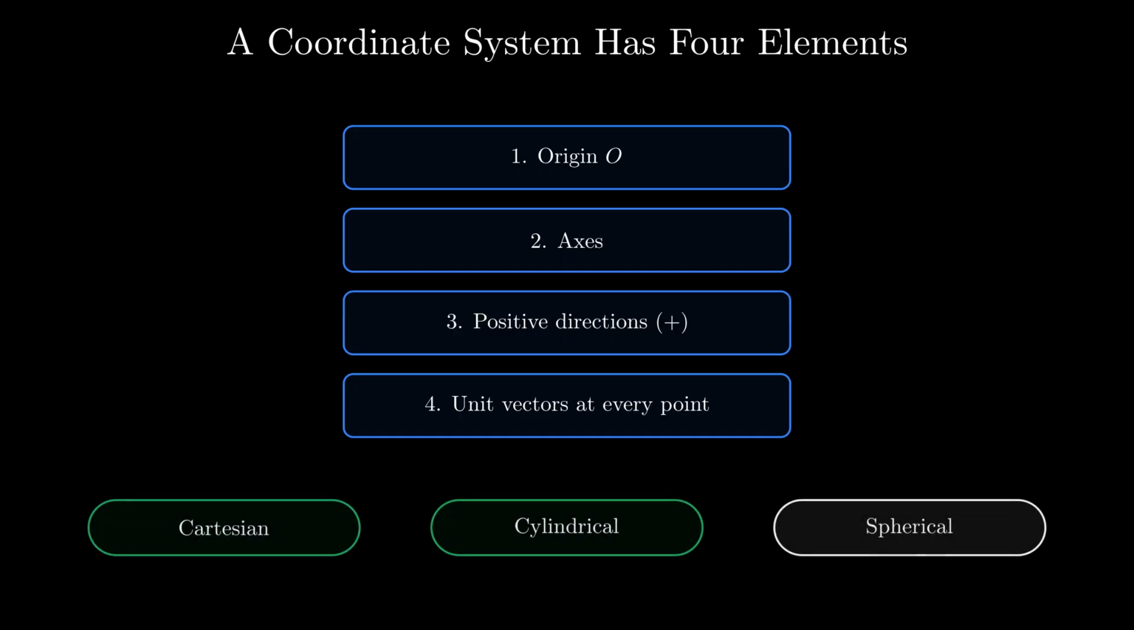Three systems appear most often: Cartesian, cylindrical, and spherical. We'll construct the first two. Notice that element 4 says unit vectors at every point. That detail matters more than it seems.